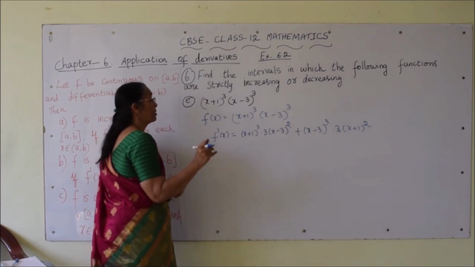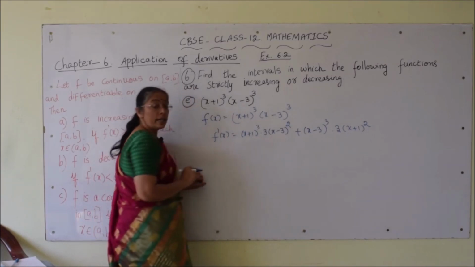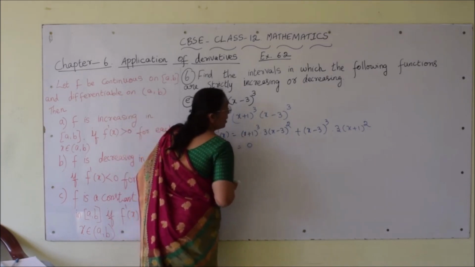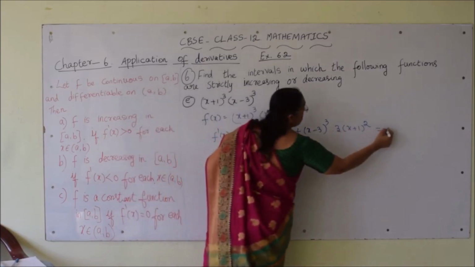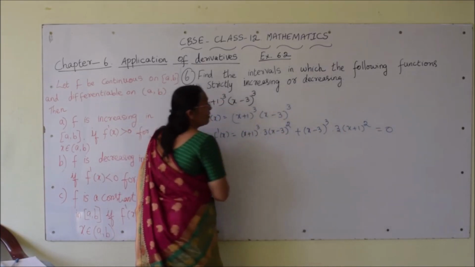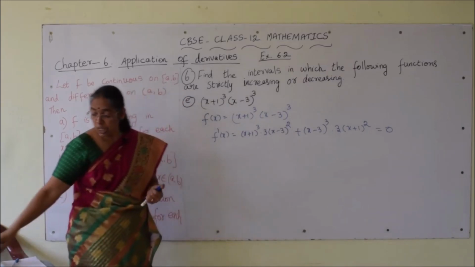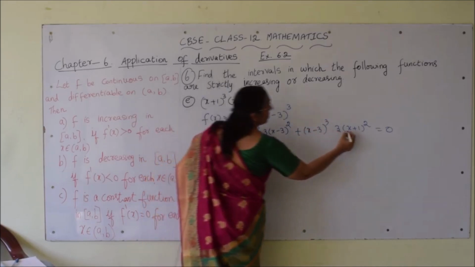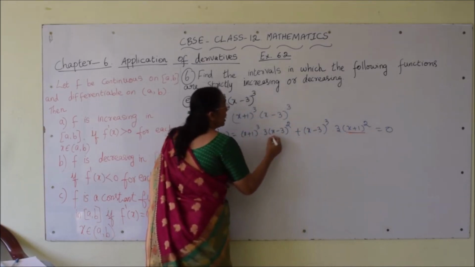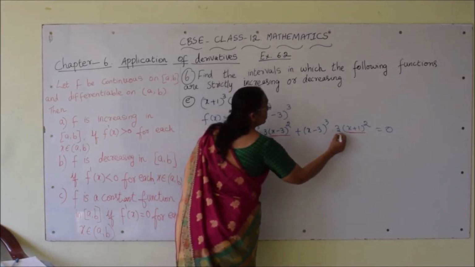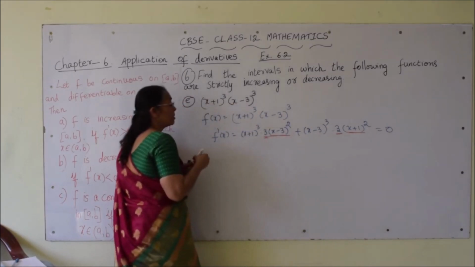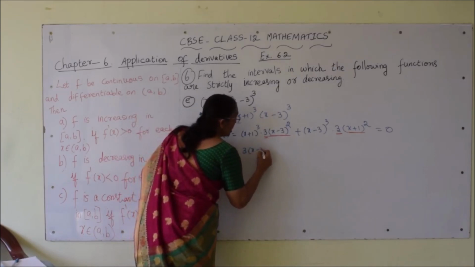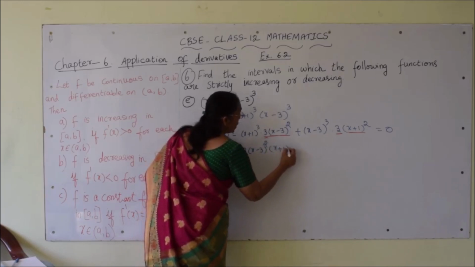Now to find the turning point, first let us equate this to 0 and simplify. For the simplification we will take the common terms outside. Which terms are common here? We can see that (x plus 1) whole square is common, (x minus 3) whole square is common, and 3 is common. So let me take these terms outside as factors: 3 times (x minus 3) whole power 2 of (x plus 1) whole power 2.